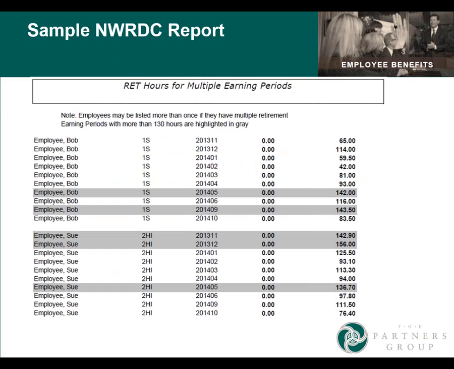So this is a slide that shows the output of that NWRDC report for the multiple earning periods, and you'll see it highlights every one of the months in which an employee breached that 130-hour average. Even if you look at the employee down at the bottom, they had quite a few months: 142, 156, 137 hours. They only averaged 93.9 hours over that period. As I said earlier, it's very difficult to average that 130 hours a month if you're taking even 1 or 2 days a month where you're not accepting full-time work.